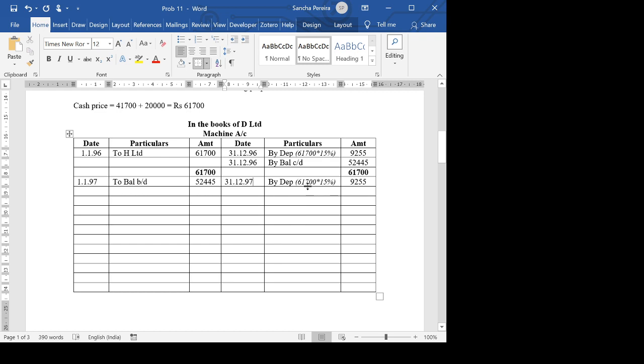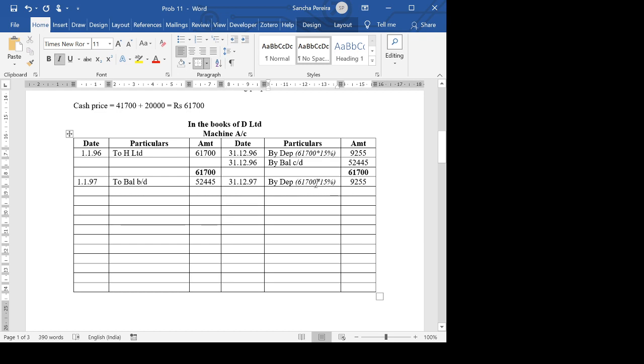Now, by depreciation, on which amount will you calculate the depreciation? Quick, can somebody tell me on which amount you will calculate the depreciation?